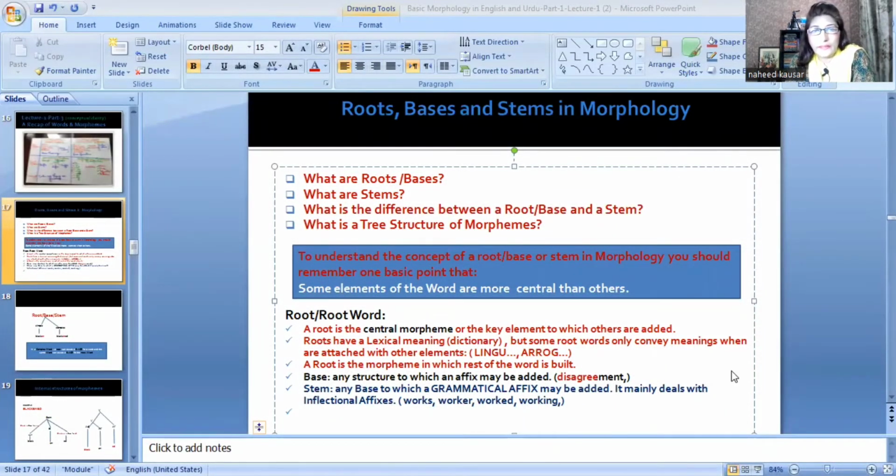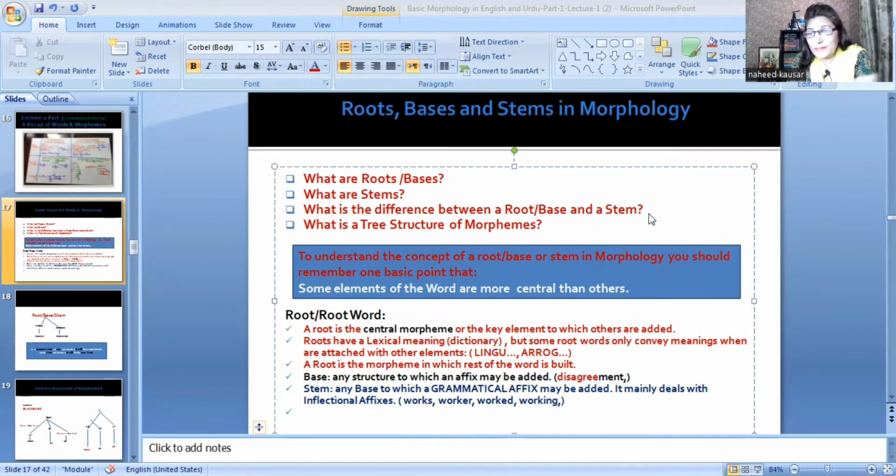This slide is titled Roots, Bases, and Stems in Morphology. Today's lecture is going to cover the points which I have already discussed: what are roots or bases, what are stems, and what is the difference between a root, base, and stem. I have used three terms and I'm using the word between.